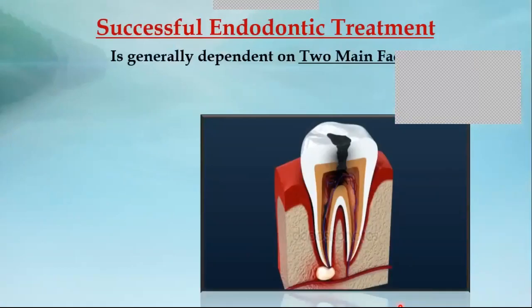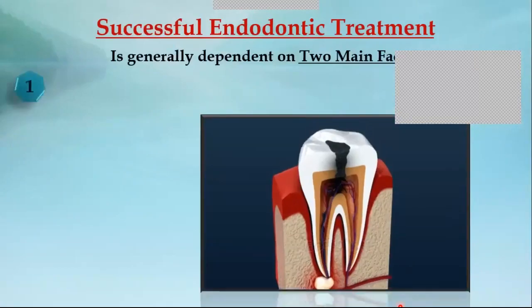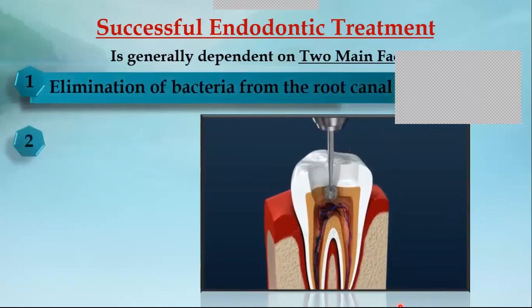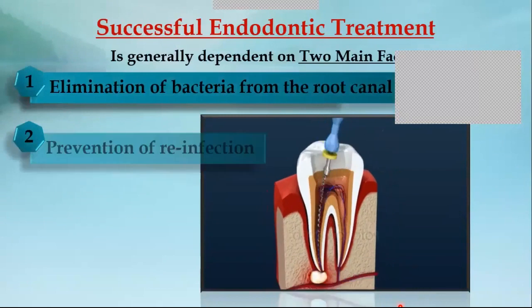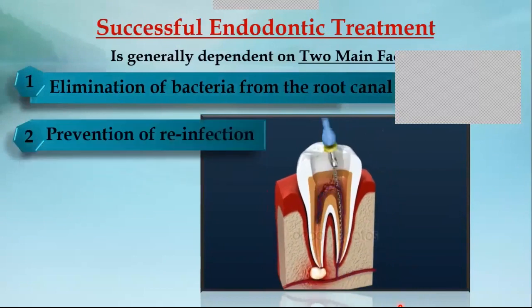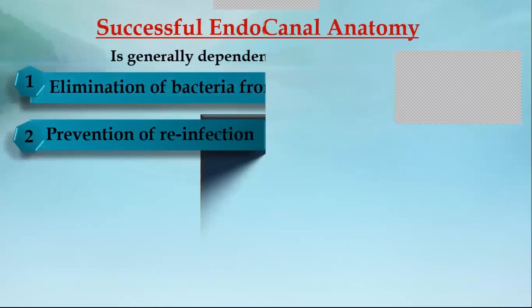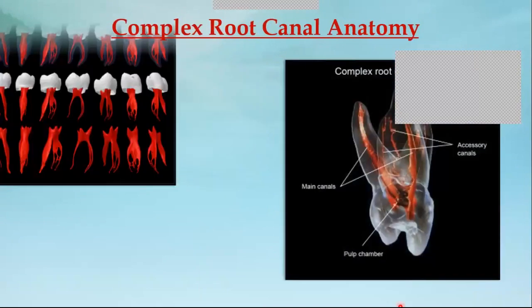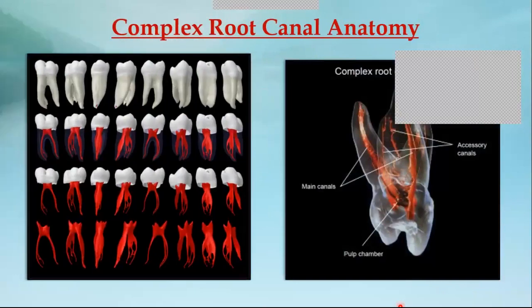Successful endodontic therapy is generally dependent on two main factors. First, the elimination of bacteria from the root canal system and the prevention of reinfection of this cleaned and shaped root canal system. But as we all know, the pulp is very complex in its internal anatomy. We may have root canals that may divide, rejoin, in addition to the presence of lateral canals, accessory canals, isthmuses, bifurcations, and severely curved roots. This makes the complete eradication of bacteria a very challenging mission.